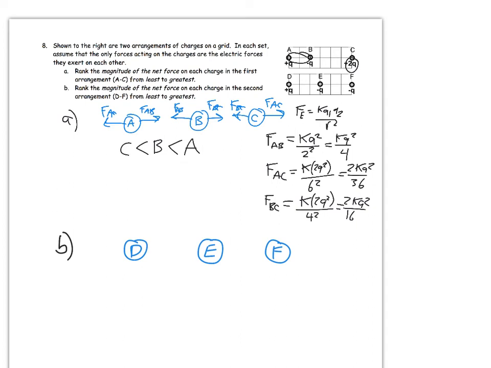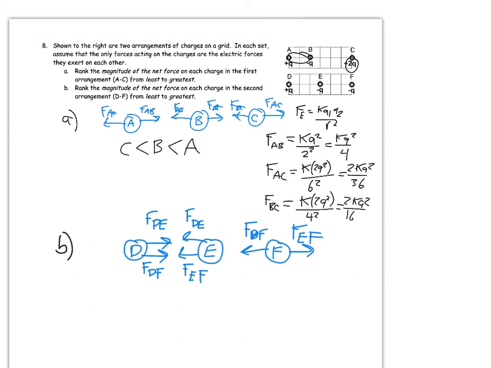For that second situation, I'm going to start off the same way, just identifying the direction of the forces. So for object D, it's attracted to object E, so FDE is going like that, and going to the left there on object E. Object D is also attracted to object F, so the force of DF is pulling objects D and F together. And then lastly, we have the force of EF. Those objects repel here. And so we have forces that look like that.